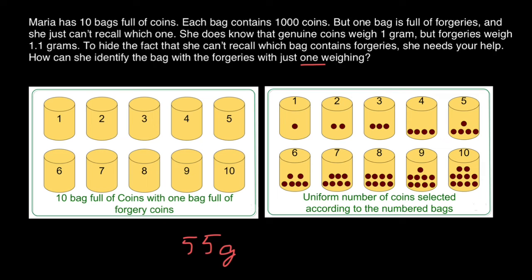But let's imagine that, for example, bag number 2 contains forgeries, which weigh 1.1 gram. In this case, you are going to get 55.2 grams. If, for example, forgeries were in bag number 7, in this case, you're going to get 55.7 grams. And, for example, if bag number 10 contained forgeries, 10 coins would give us 1 extra gram, and we are going to get 56 grams.